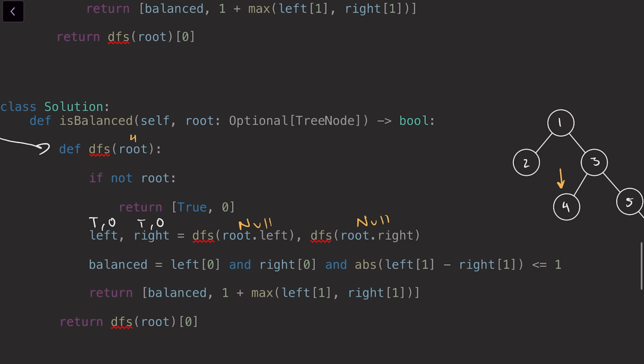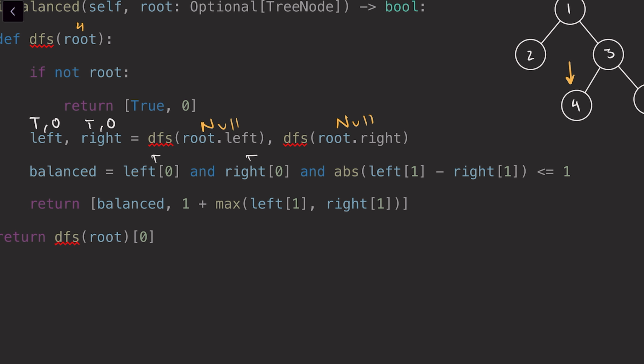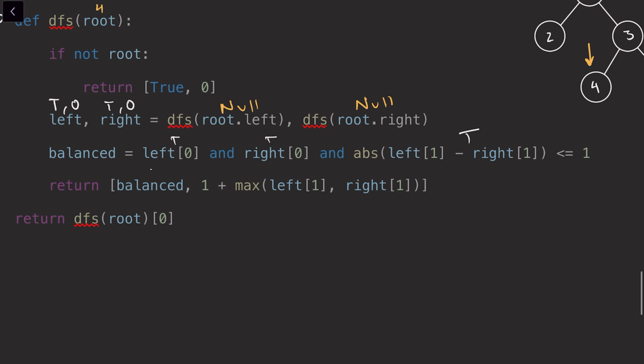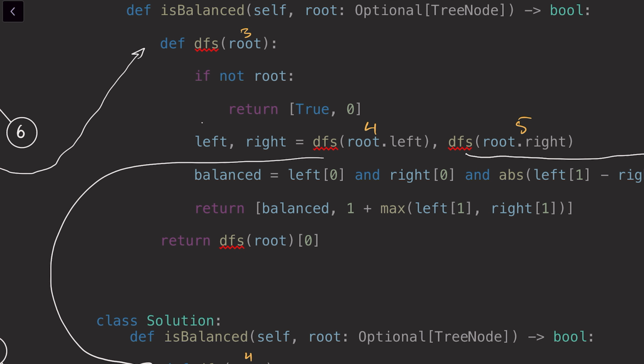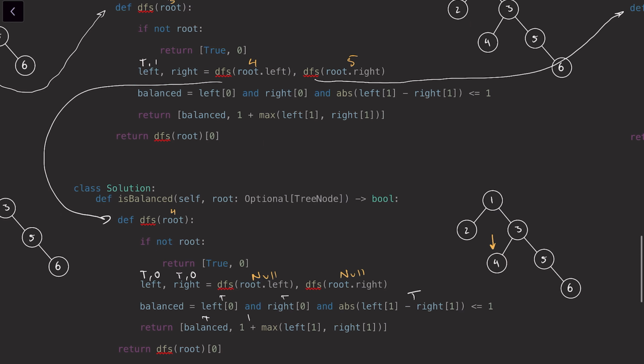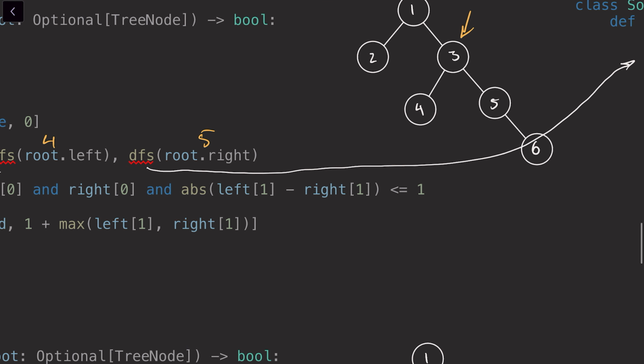Okay, so after doing that, we know that this will be true, this will be true, and the heights will be less than 1, so that is true, so balance is returned true. And the height of this is 0, so we will return 1 right here, and let's return that over here. So now we know that on the left we will return 1, right, because of 4. And now let's take a look at the right. So what is to the right?